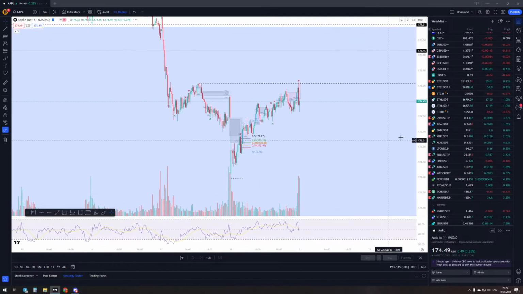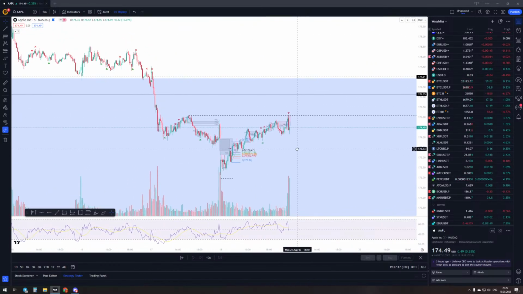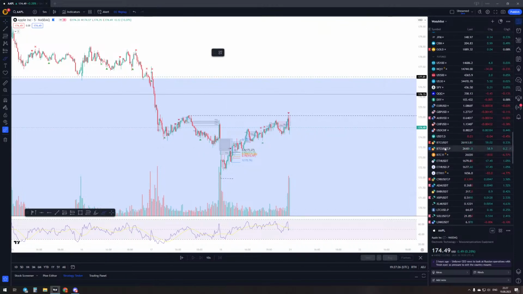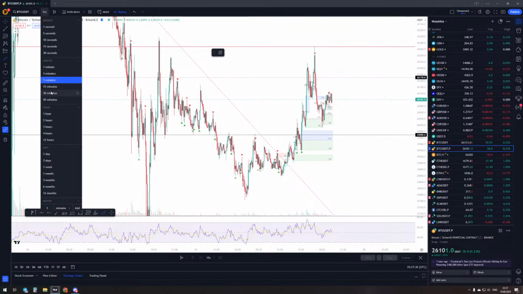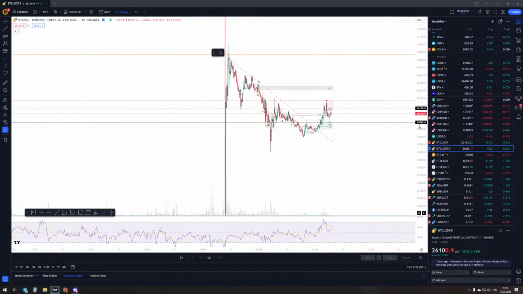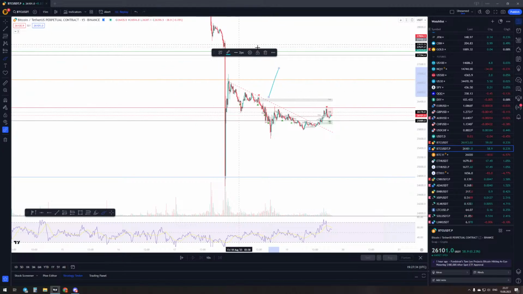On a stock market you have a break of market structure, and then you have a retest, so you have time to enter a position. For example, if we open BTC and go on 15 minutes, right? Jesus Christ.